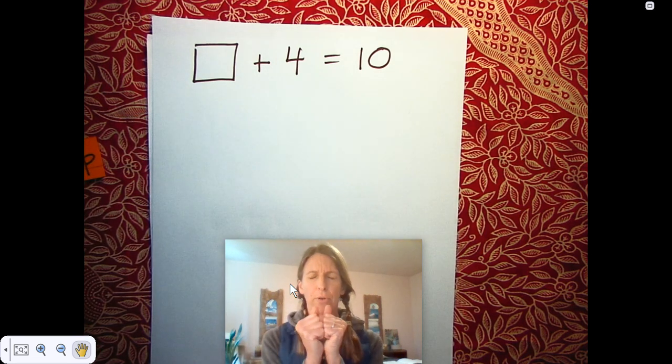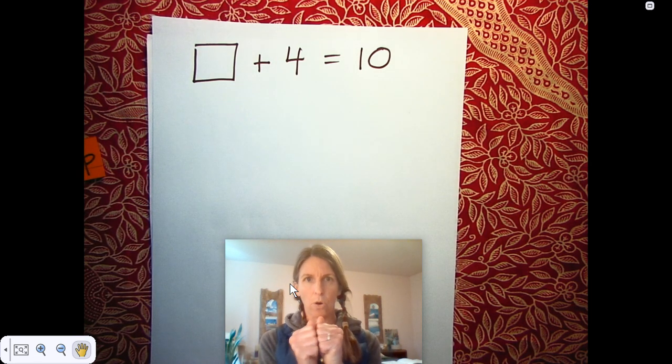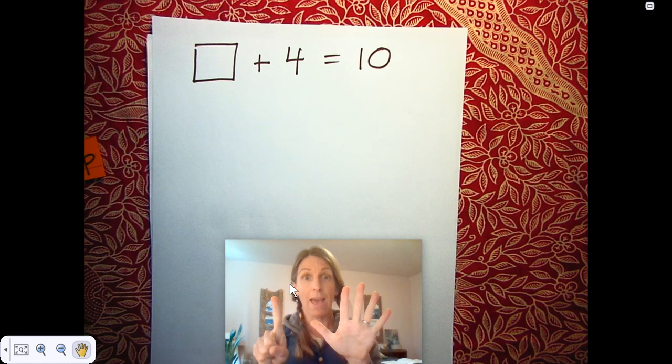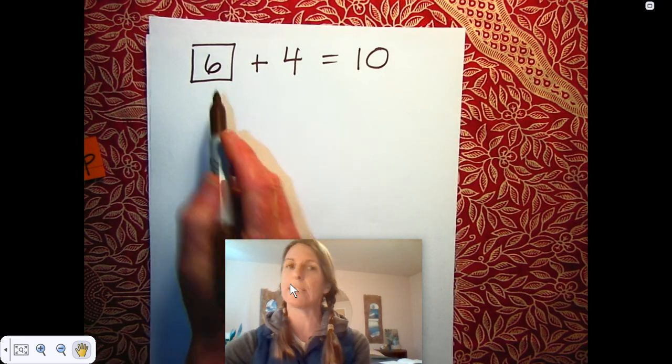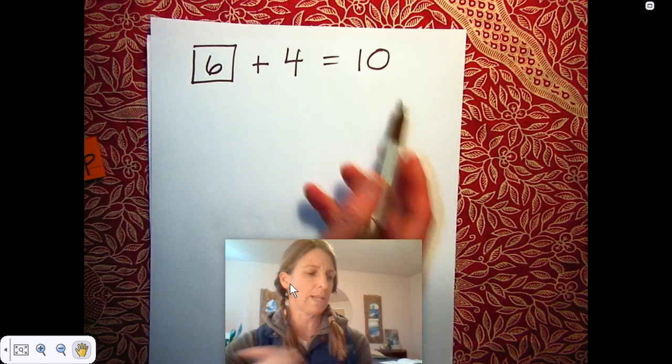So if I start at 4, I'm thinking 4, and I count up 4, 5, 6, 7, 8, 9, 10. How many more to get to 10? 6. Absolutely. So 6 plus 4 equals 10.